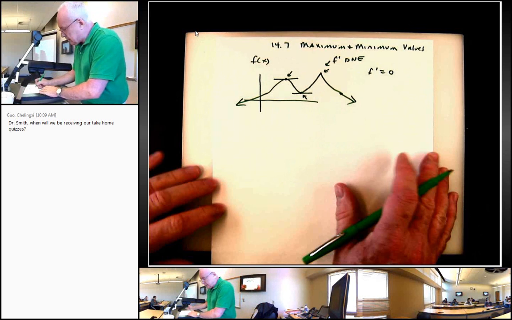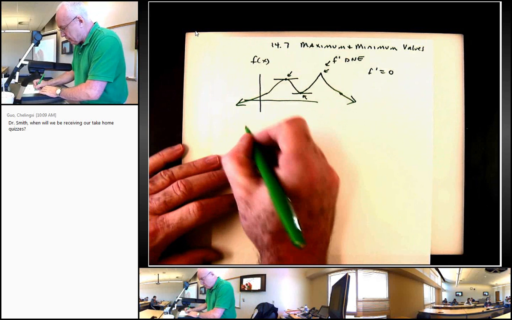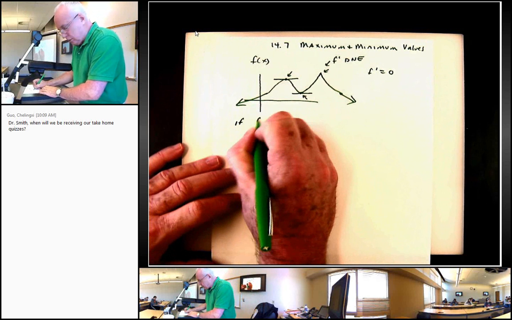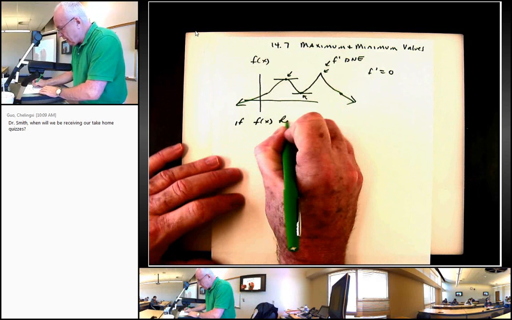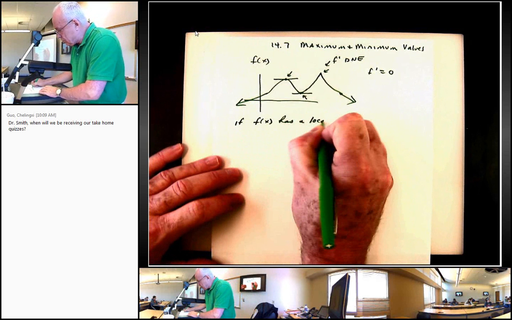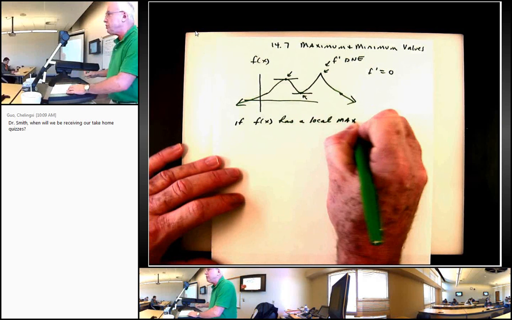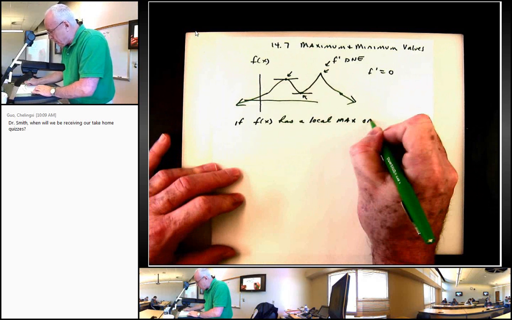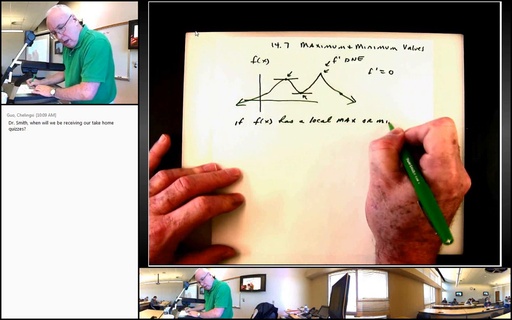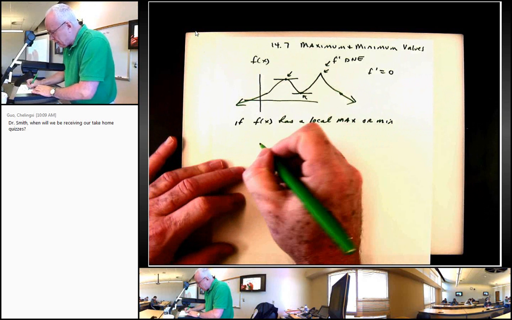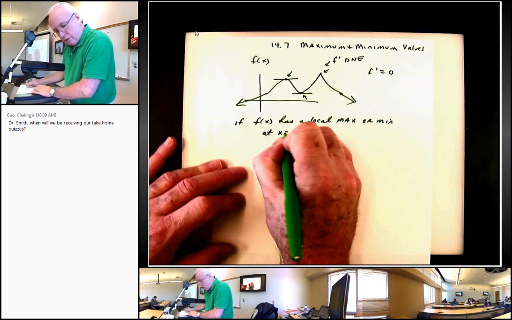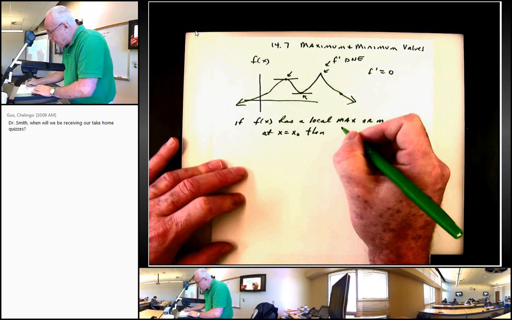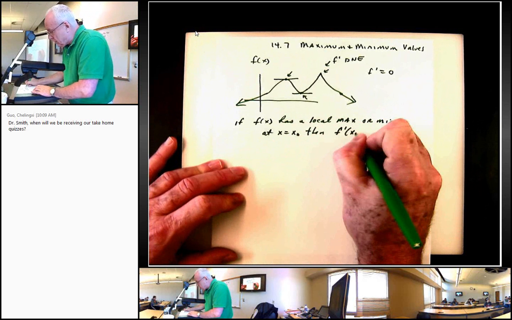So let me put something down here in writing. Recall, if f of x has a local max or min, and I'm going to start just putting max and min to cut down on the writing I have to do, at, say, x equals x naught, then we have two possibilities here. The first derivative at x naught equals 0.